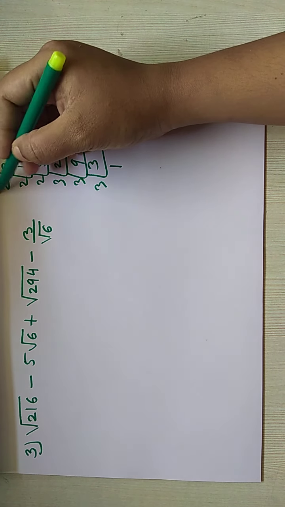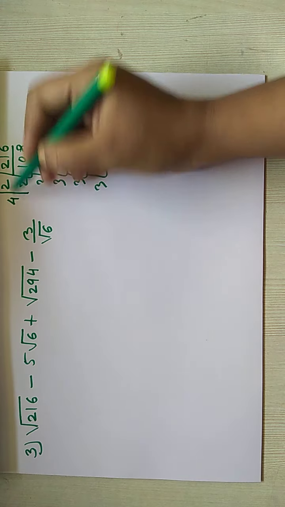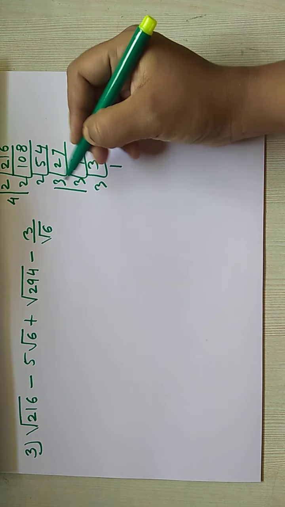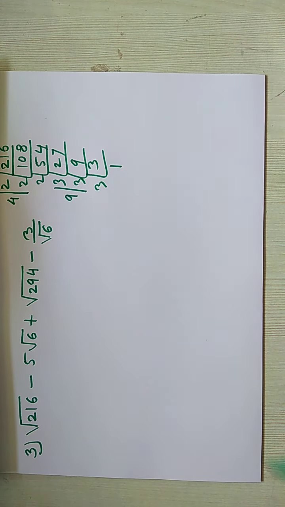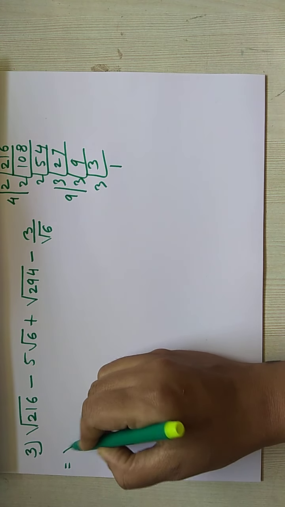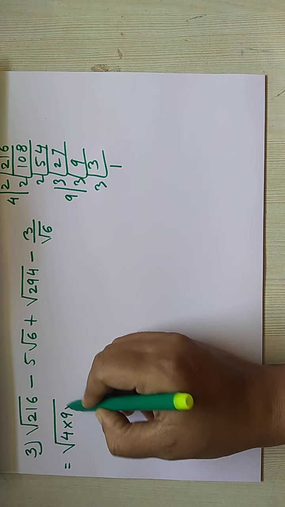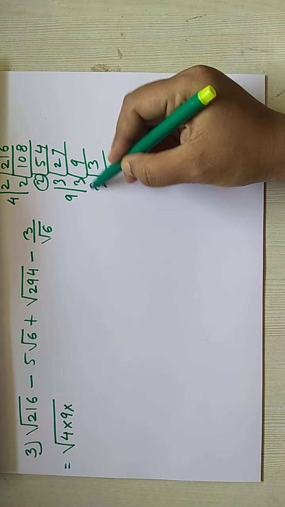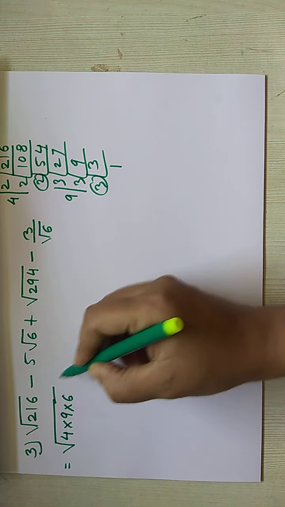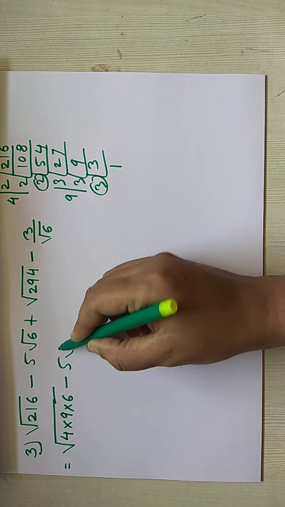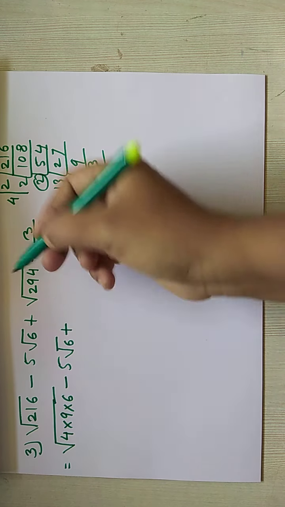Okay, see, this 2 will become 4. 4 is a perfect square. This 3 will become 9. 9 is a perfect square. So you can write 216 as 4 into 9 into this 2 and this 3 will be 6 together, minus 5 root 6 plus, now 294.